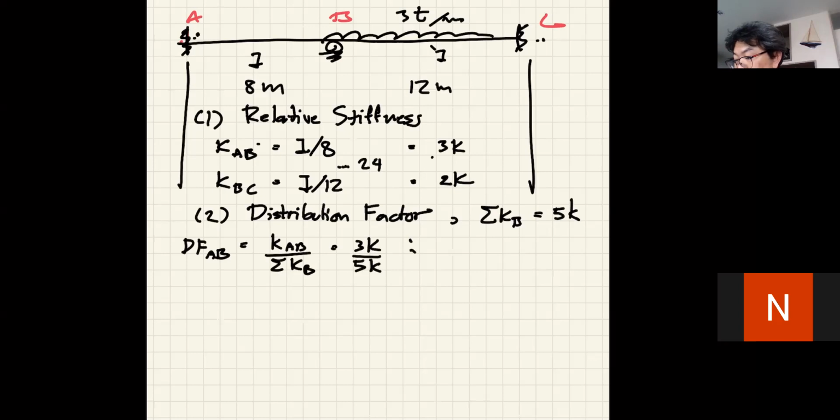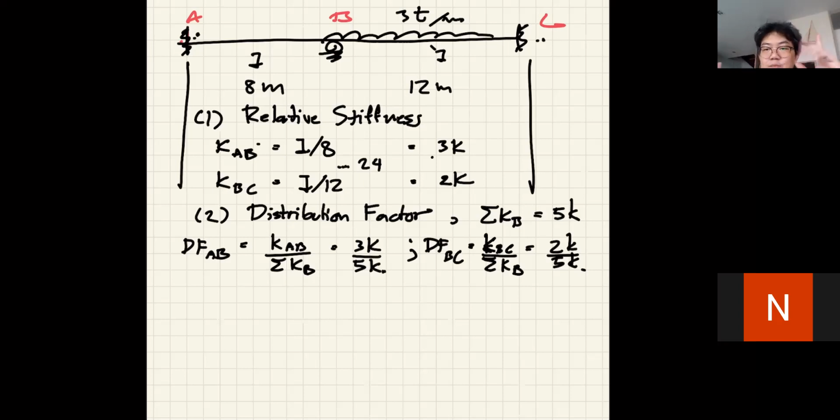And for member BC, it is KBC over sigma KB, so it is 2K over 5K. Notice that the denominator here is always the total stiffness. So when you add up the distribution factors at one joint, you should always get 1.